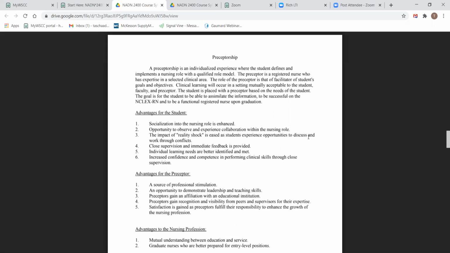We want you to be successful on the NCLEX-RN, and we want you to be a functional registered nurse when you graduate. So we want you to pass your boards. We want you to be functional, so when you get out into your nursing career, you are at a base level, but you are functional. So you will continue to grow. We don't profess to say that you know everything. Any nurse who says they know everything is very confused.